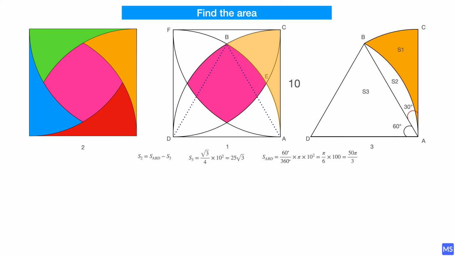The area of sector ABD is calculated as 60 degrees over 360 degrees times pi times 10 squared, which simplifies to pi over 6 times 100, equaling 50 pi over 3. S2 equals 50 over 3 times pi minus 25 times square root of 3.